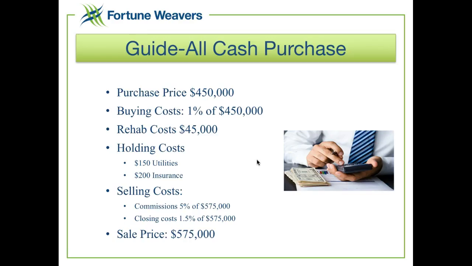So let's look at these numbers. So we have our purchase price of $450. We're going to assume, if we're going all cash, we're going to do 1% of the $450 or $4,500. They told us that the rehab costs were $45,000. We know our holding costs are $150 a month in utility costs, $200 in insurance, and we got the sales costs. Let's assume that we're going to use agents, 5% of $575, and then closing costs at 1.5%, like we stated earlier. Sales price of $575. So let's back this out and see if it's a good deal.